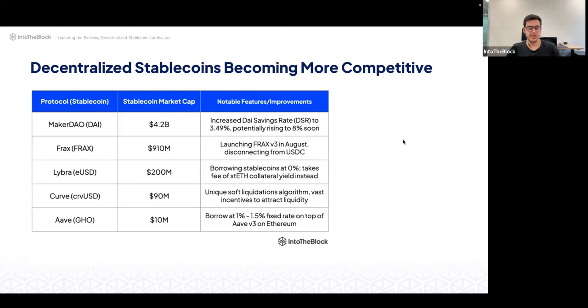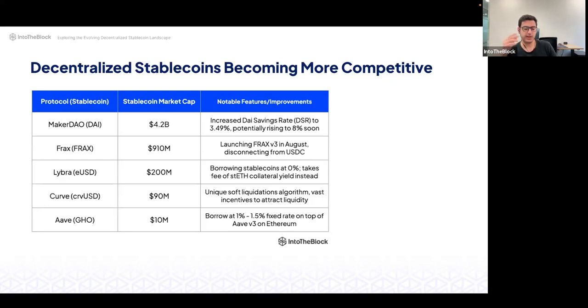And what we're seeing is the decentralized stablecoins trying to become more competitive by taking different approaches to USDT. I'll dive into some of these protocols specifically.